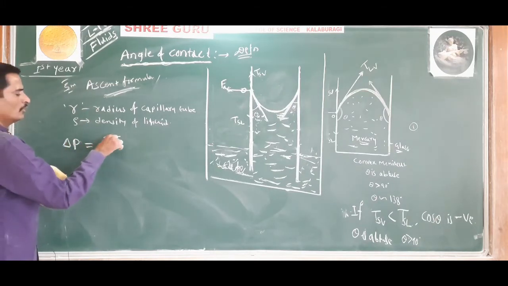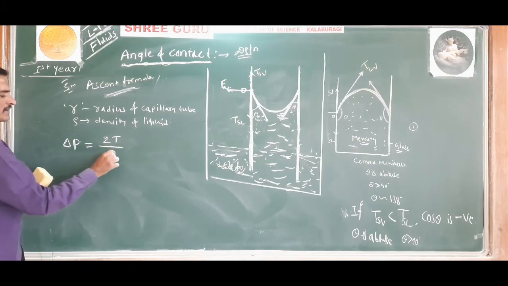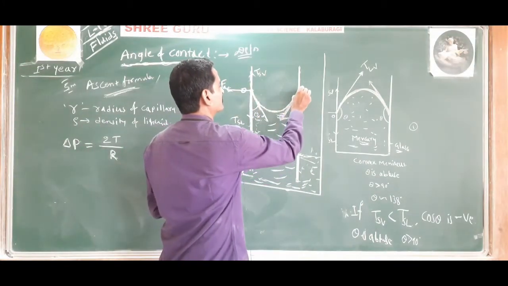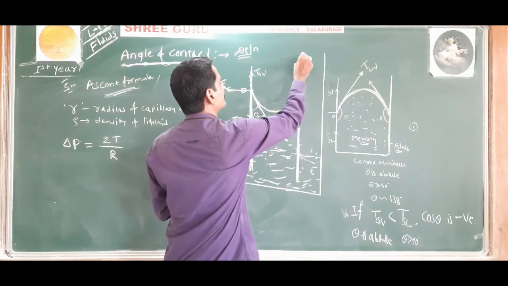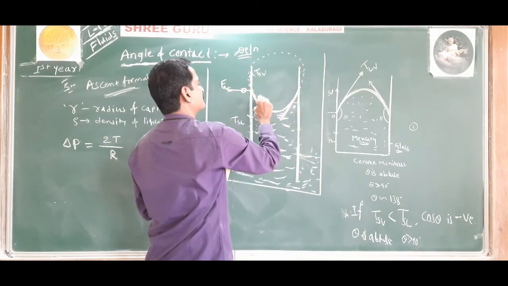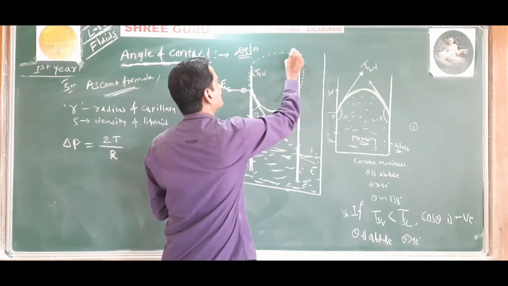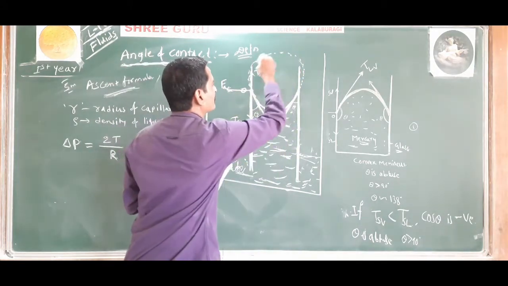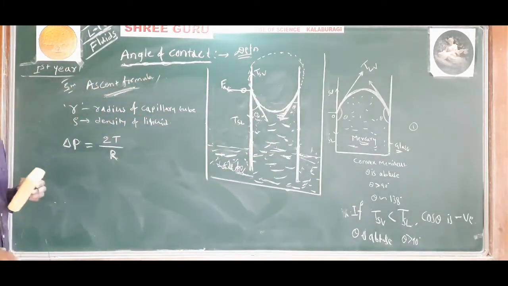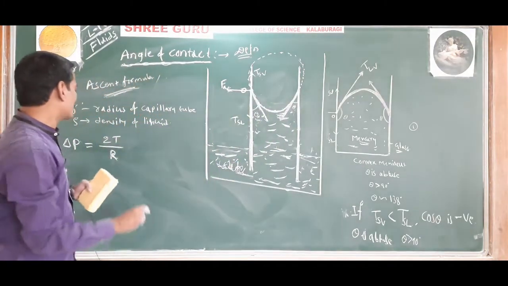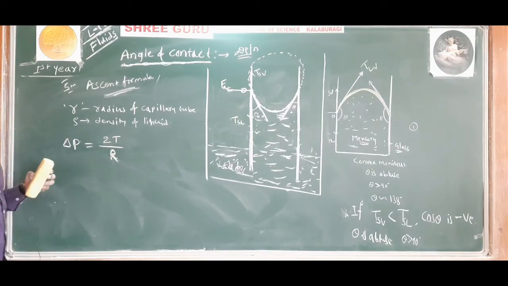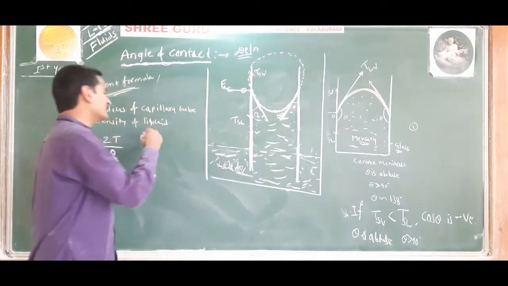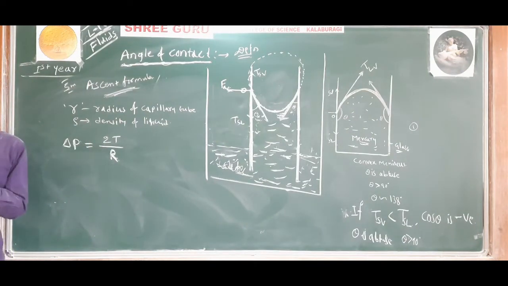delta P is equal to 2T divided by R, where capital R is the radius of the concave meniscus. If we draw a sphere with this concave meniscus, I am drawing the surface as a complete sphere. So R is the radius of the concave meniscus. Now, due to this excess of pressure, the liquid level will rise.